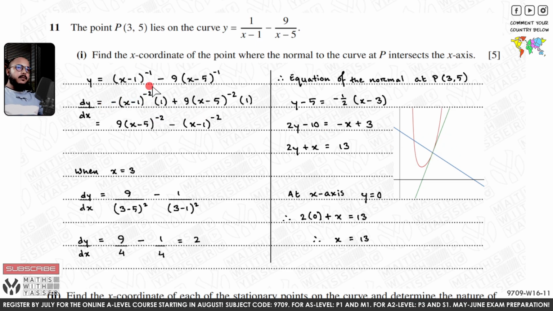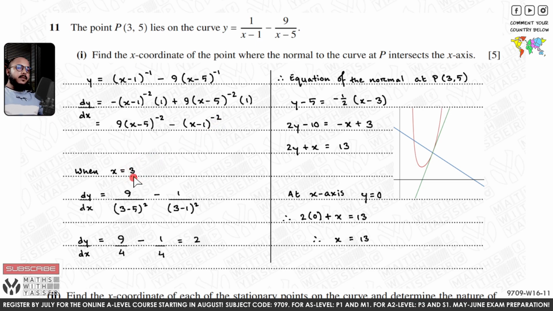Differentiating this, first we bring down the power, which is minus 1, then reduce it to negative 2, and minus 1 times positive 1 is negative 1. So it will be minus (x minus 1) to the power negative 2, and then the inside differentiation for x will be just 1, and negative 1 times negative 9 is positive 9. Then it will be (x minus 5) to the power negative 1 becoming negative 2, and the inside differentiation for x will be just 1. Simplifying this, we get 9(x minus 5) to the power negative 2 minus (x minus 1) to the power negative 2.